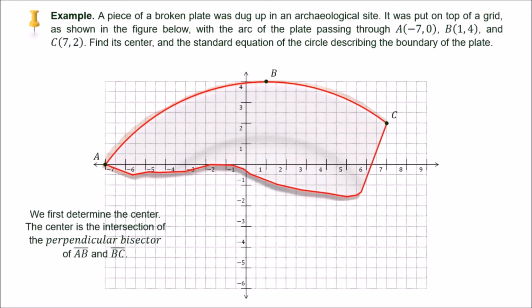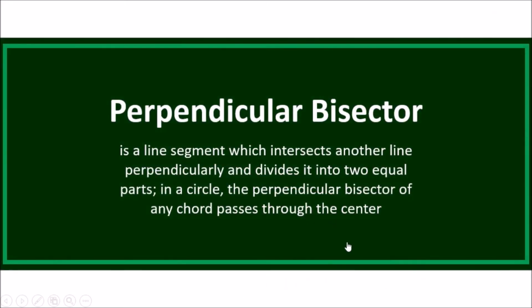For the solution, we first determine the center. The center is the intersection of the perpendicular bisectors of the line segments AB and BC. Let's try to define what a perpendicular bisector is. A perpendicular bisector is a line segment which intersects another line perpendicularly and divides it into two equal parts. In a circle, the perpendicular bisector of any chord passes through the center.